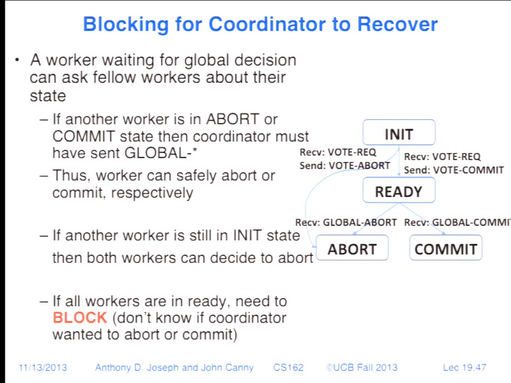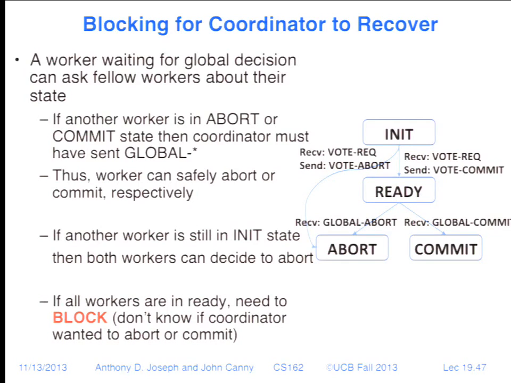All right. So we said that the workers should be waiting for the coordinator, and normally they would block. On the other hand, they can try to proceed by querying each other. So one worker can query another worker and discover if it's in an abort or a commit state, and then the coordinator must have sent that particular message.